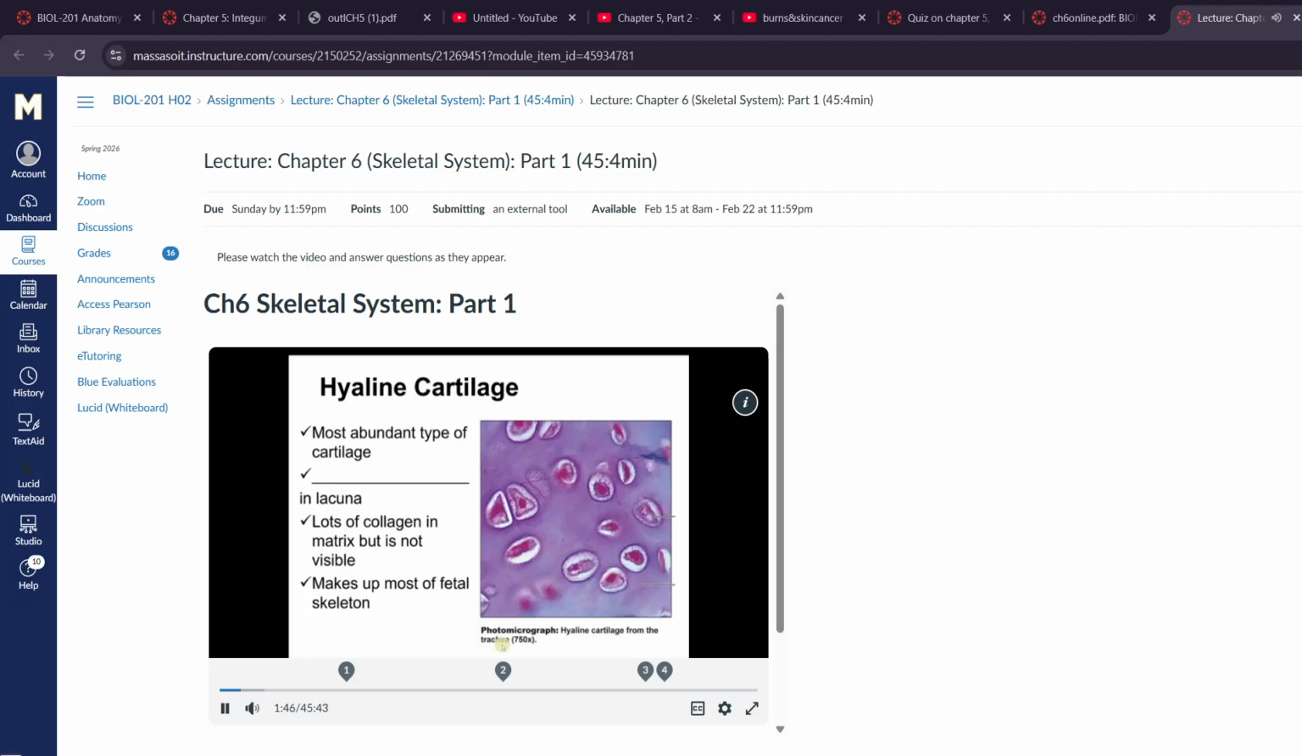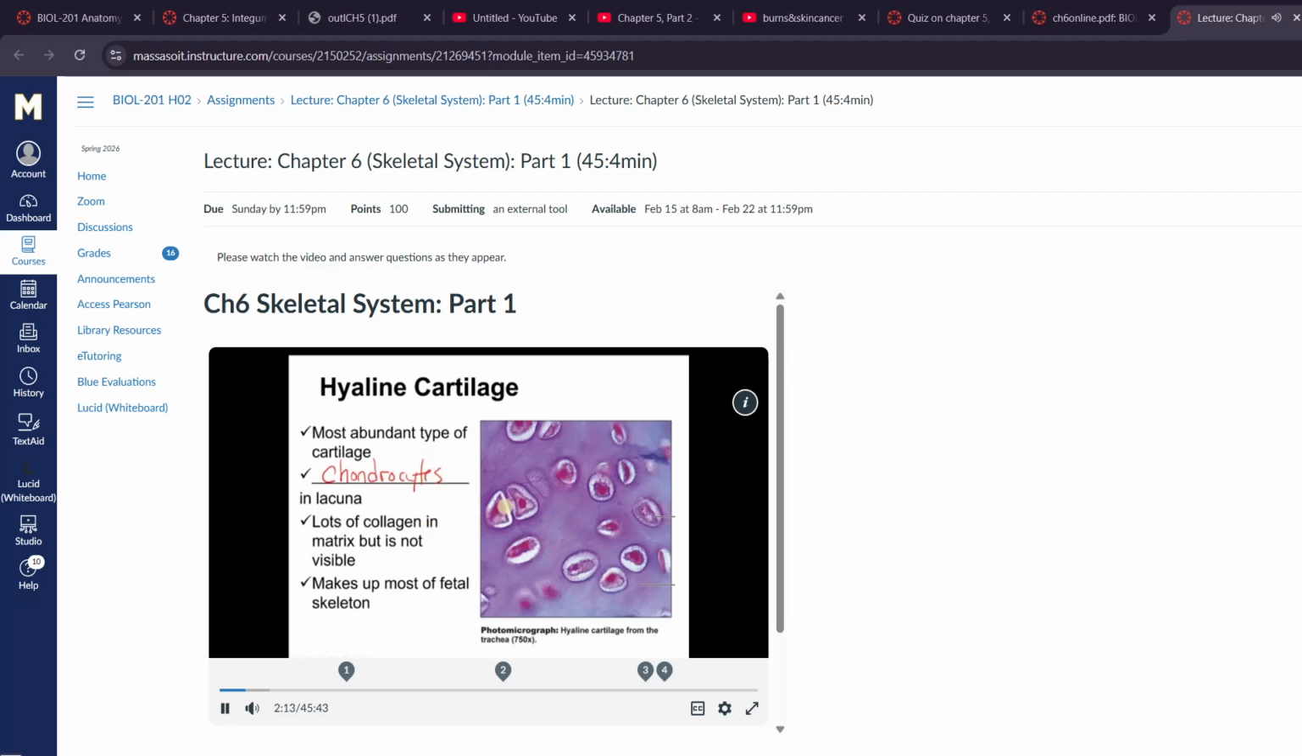There are three types of cartilage in the skeletal system: hyaline cartilage, elastic cartilage, and fibrocartilage. Hyaline cartilage you've already seen, so you've had to identify it under the microscope, and we've talked a little bit about it in Chapter 4. It is the most abundant type of cartilage, and remember that you've got chondrocytes in lacuna.